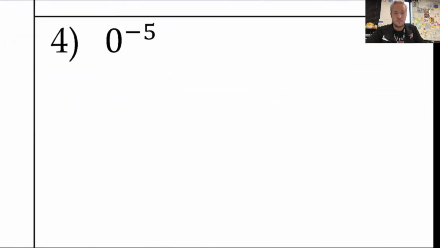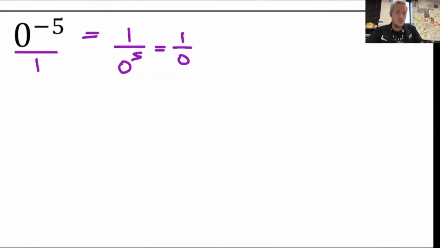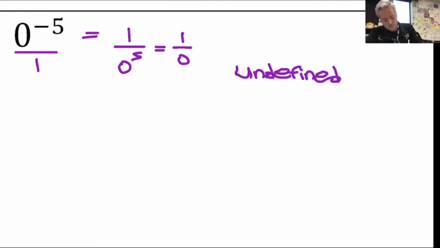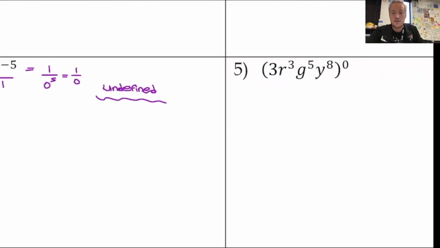All right, moving on to number 4. Here, I'm going to start by writing it all over 1. I have 0 to the negative 5th, so I'm going to move it to the bottom, then it becomes positive. So 0 raised to the 5th power is just 1 over 0. Now, you can't divide by 0, which means the answer here is undefined. Because remember, you cannot divide by 0 without breaking math. Please do not break math.